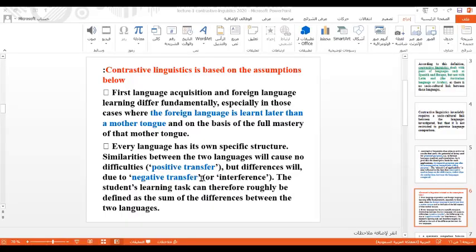Do you believe that language is learned through habits? The more you learn habits, the more you learn language. Is that correct? So what do you say, Muhammad? Muhammad.